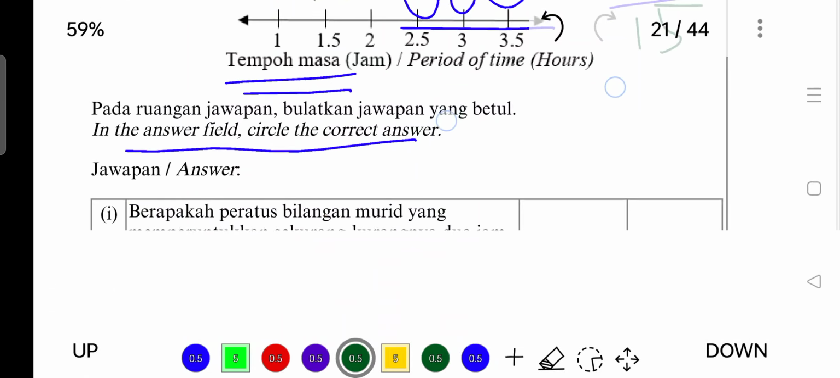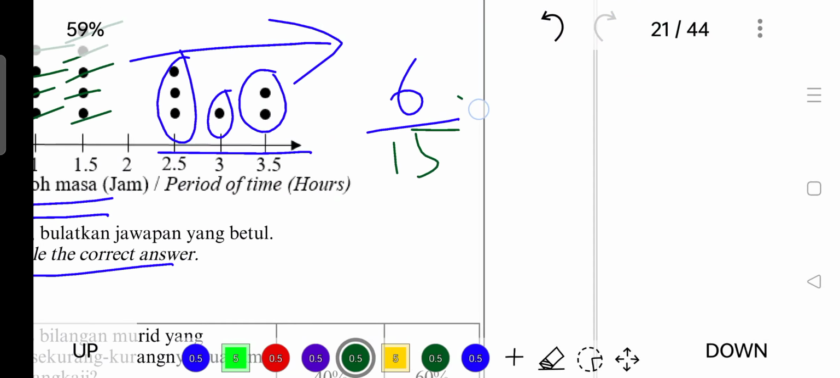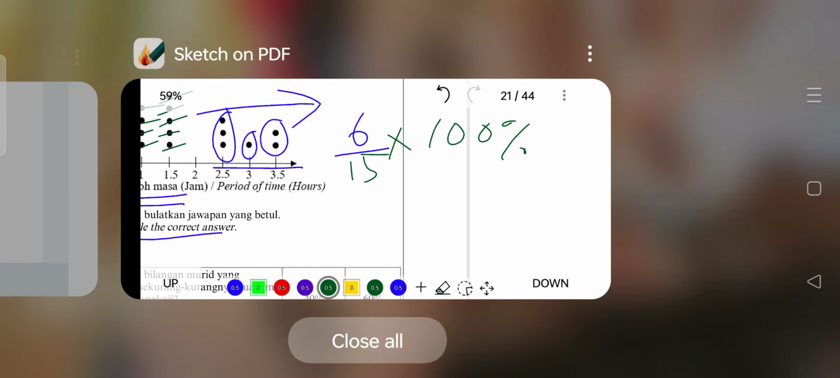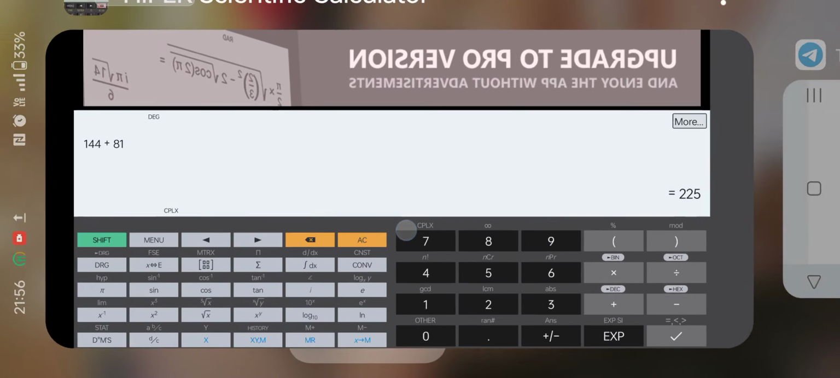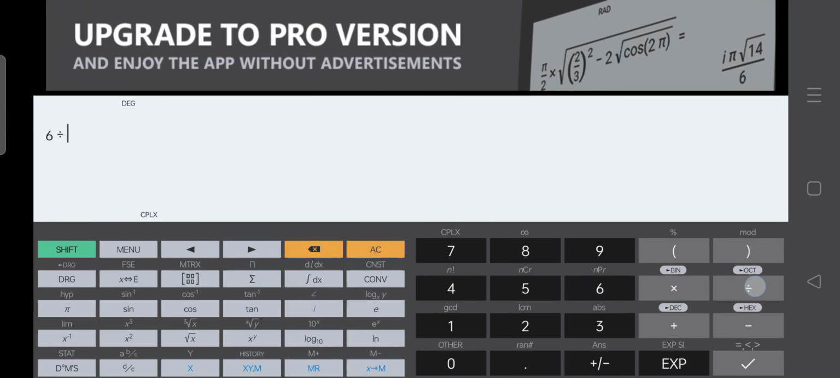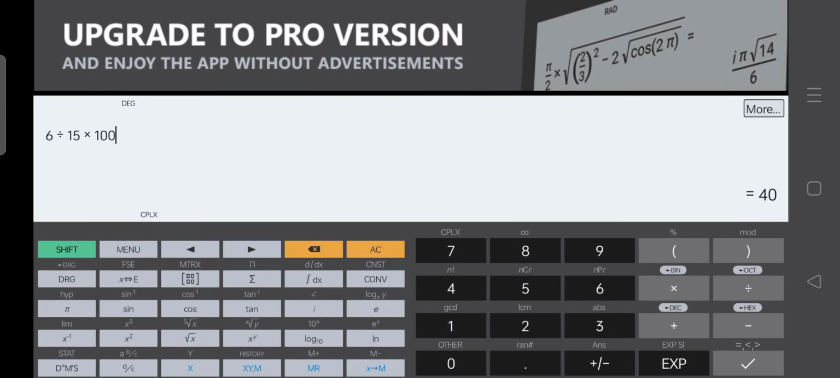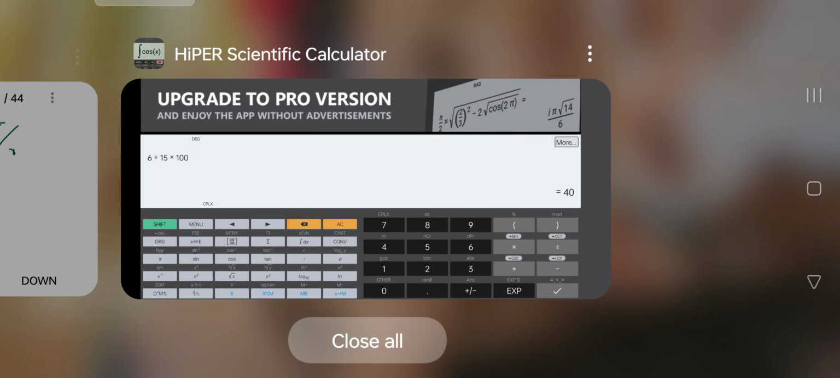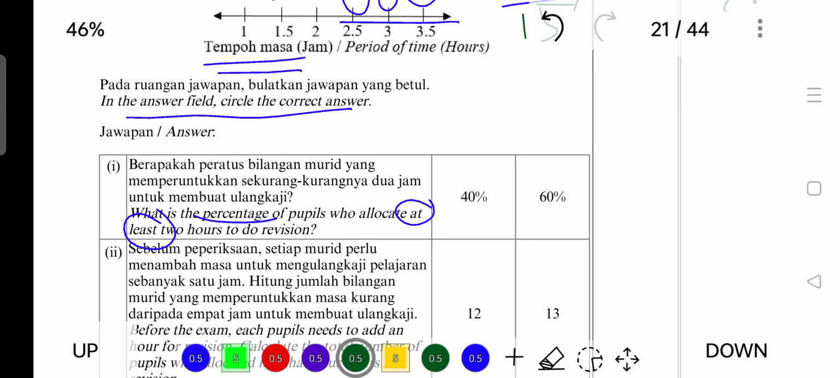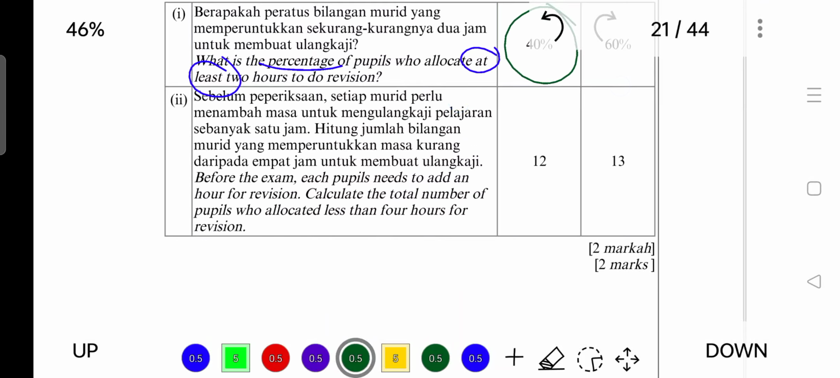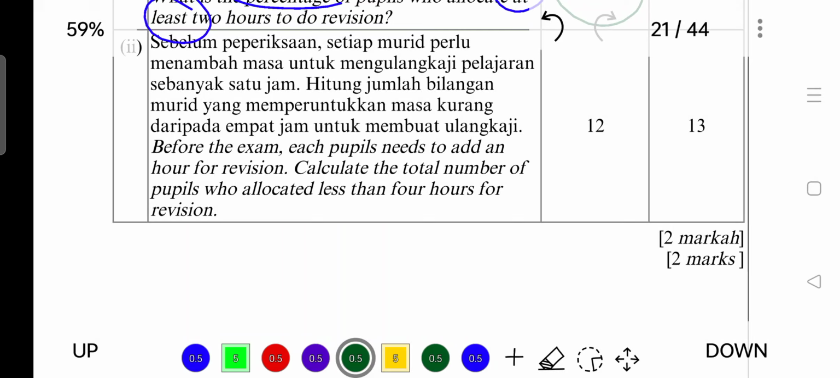Okay, altogether, because they want a percentage, right? So we are going to multiply it by 100. 6 over 15 times 100. The answer is 40. Circle that. Okay. Next, before the exam, each pupil needs to add an hour.